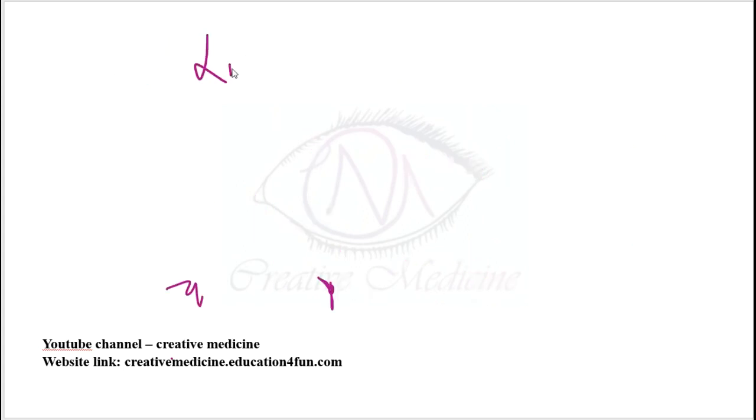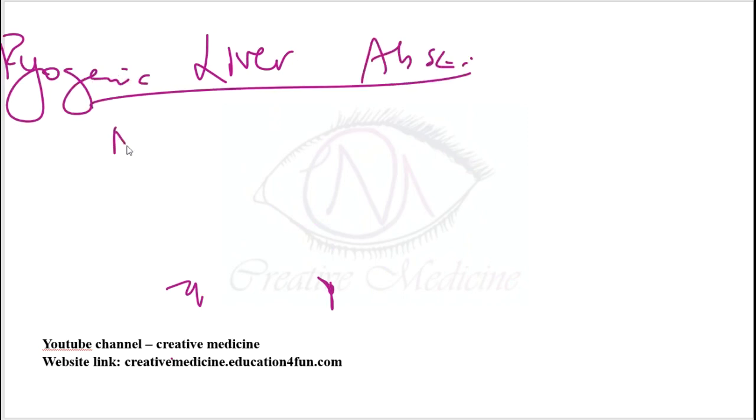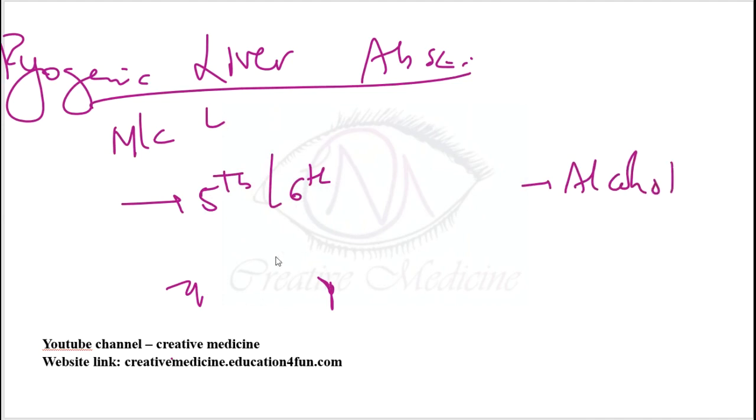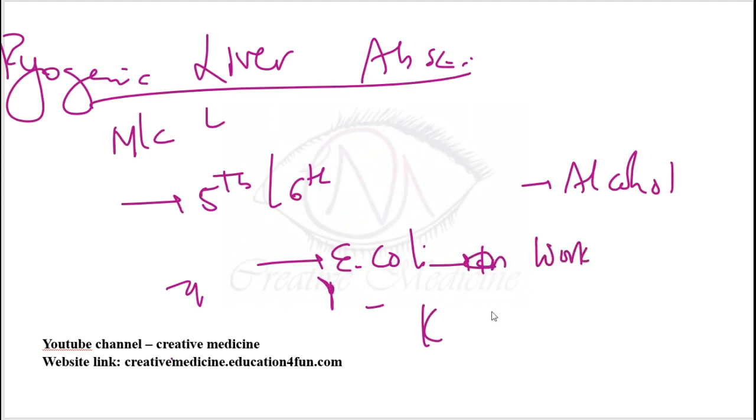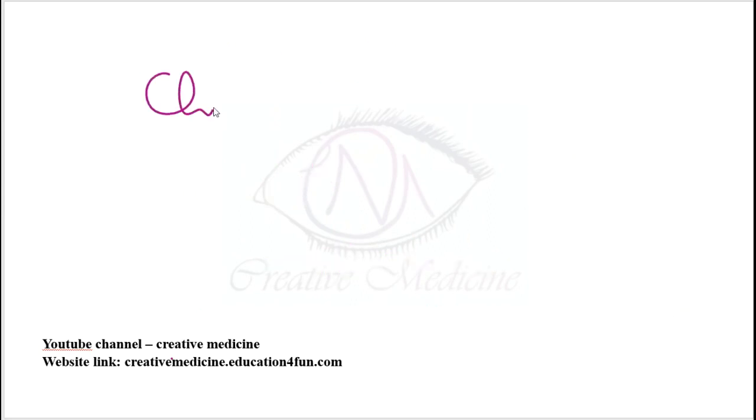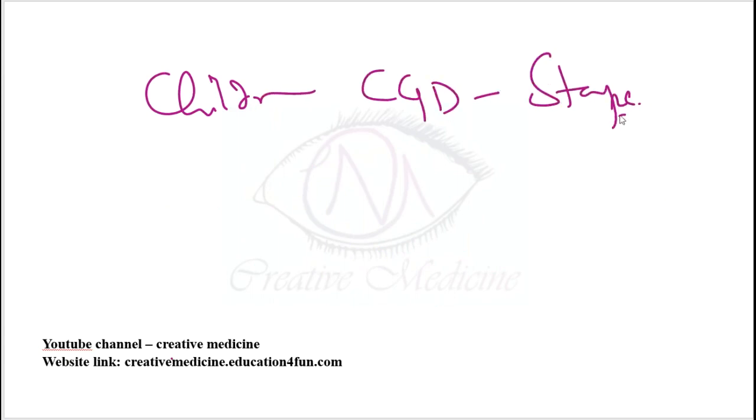Next, an important disease in the liver is pyogenic liver abscess. Pyogenic liver abscess is the most common liver abscess, seen in the 5th to 6th decade of life, most common in alcoholics. The most common organism is E. coli, both in India and in the world, and Klebsiella is associated with pyogenic liver abscess in Asia. Especially in children with chronic granulomatous disease, it is associated with Staphylococcus aureus.